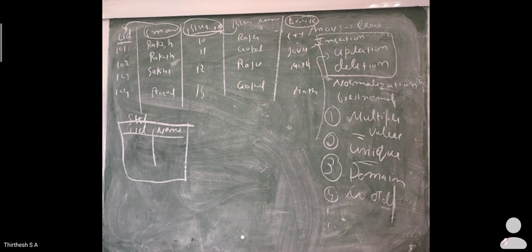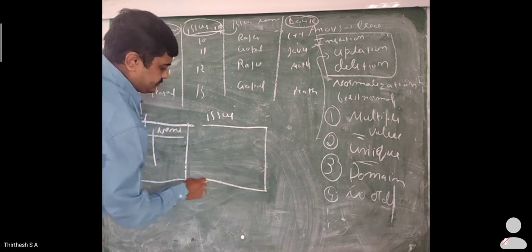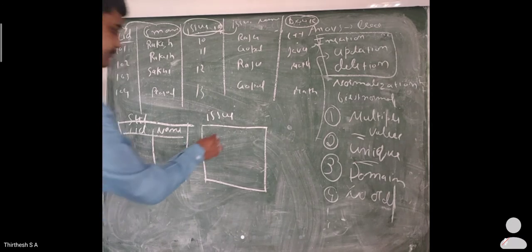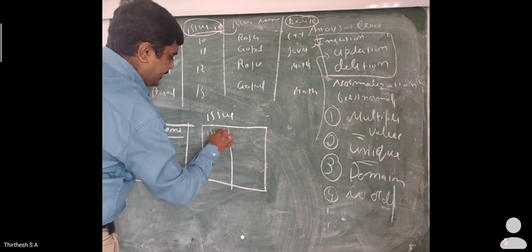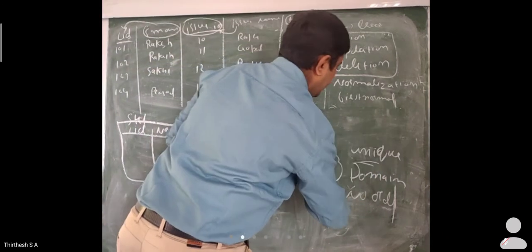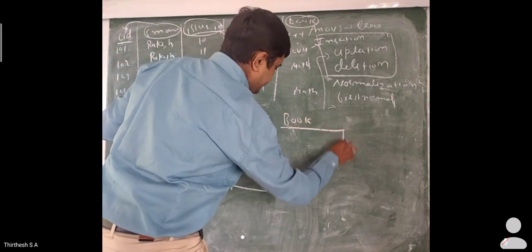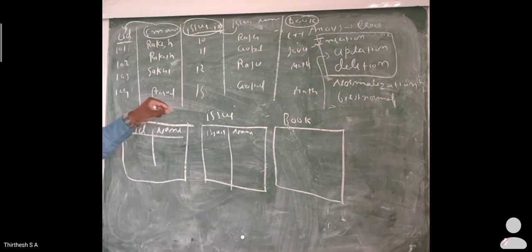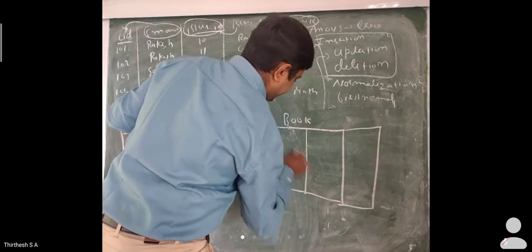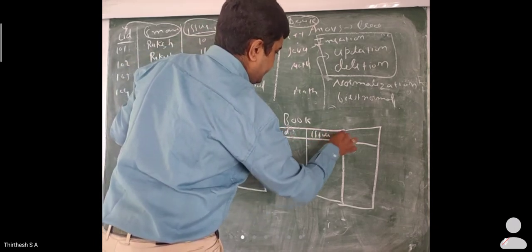Next, one more table of issue, which has issue ID and name, and we are going to create one more table for book, which has LID, issue ID and book.